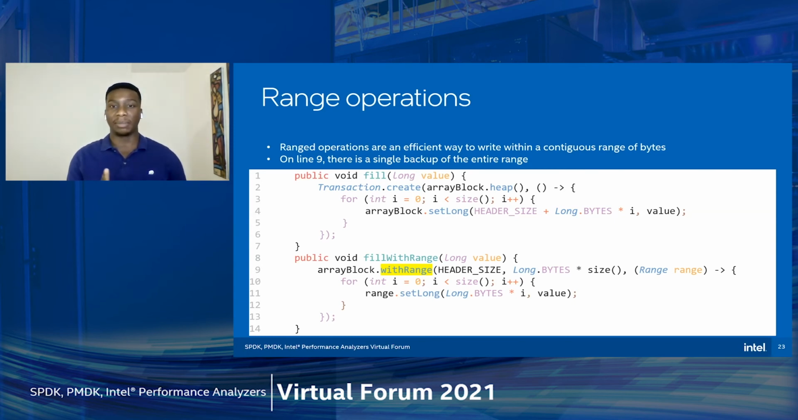So the first argument is the range of bytes that we're going to be modifying, and then we have a consumer of a range where we then write like normal. So line 11 just does a regular set long. It essentially does the exact same thing as the fill example on line 1, but instead it's just a single backup. And this can have some significant performance advantages.